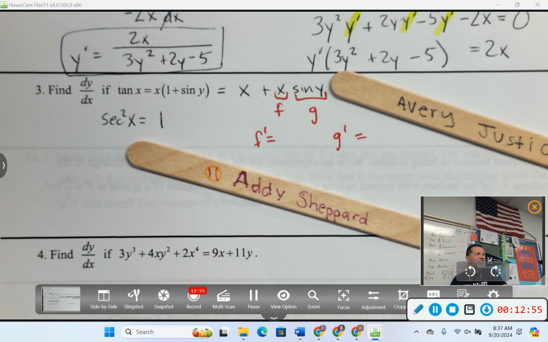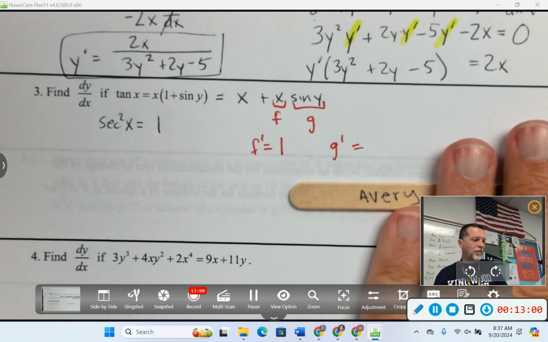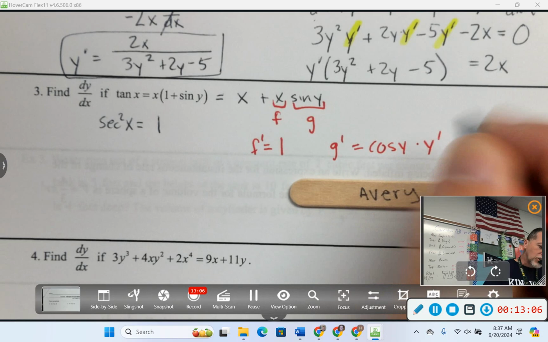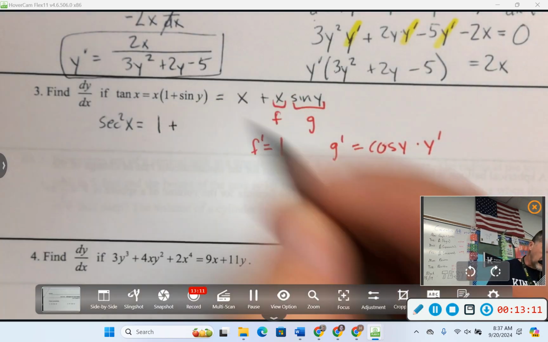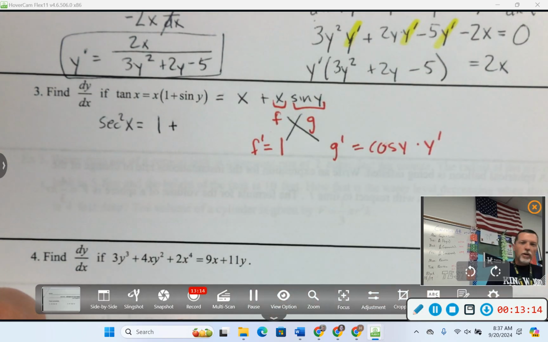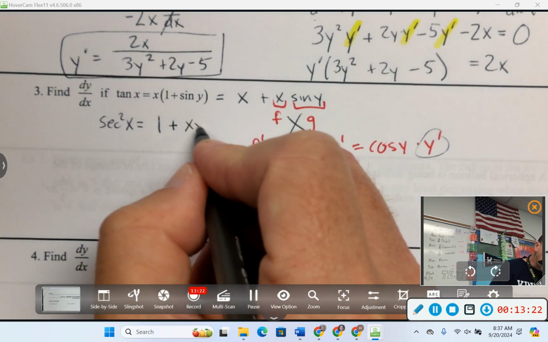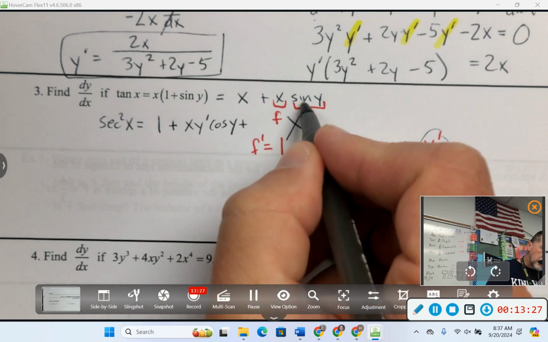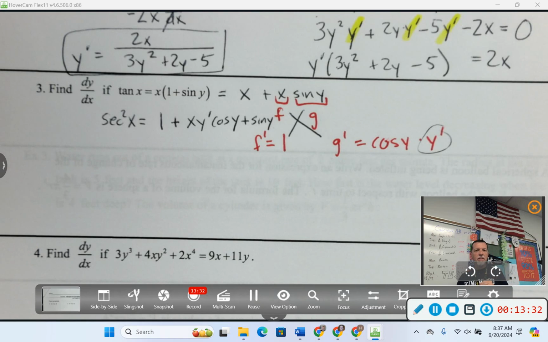Addie, how about the derivative of x? 1. Addie got the easy one. Avery, how about the derivative of sine of y? Good. Cosine of y times y prime. Okay, so now I got to put this stuff together. Product rule, so 1 times derivative of the other plus the other way around. So I'm going to put the y prime in front, so x y prime cosine y plus sine of y. Didn't plan ahead very well on this one.